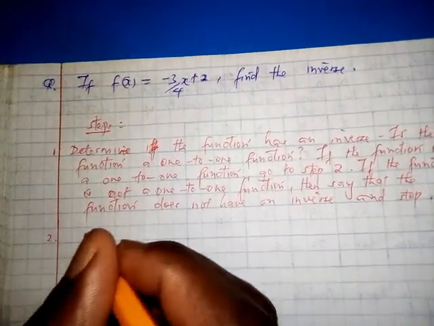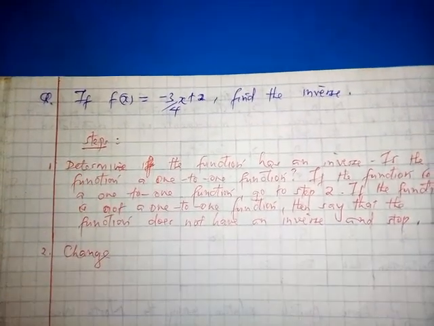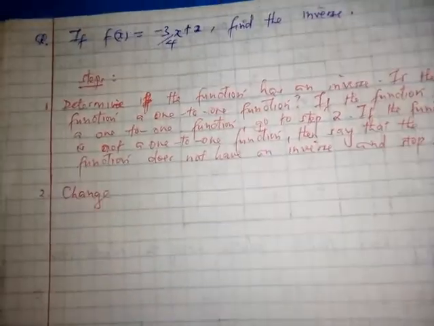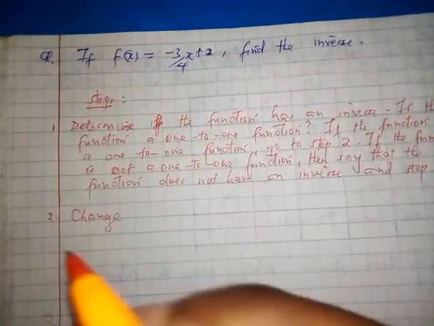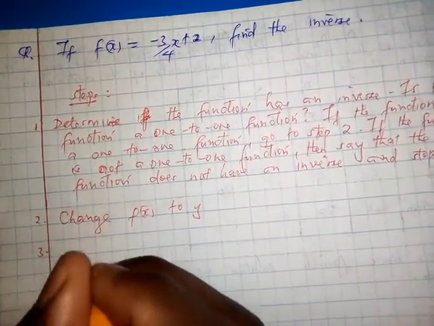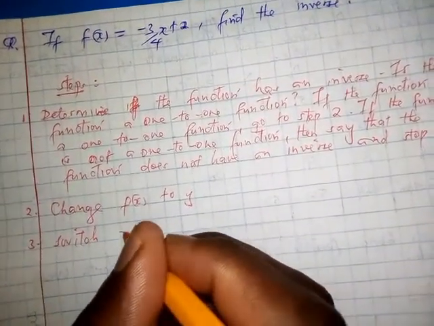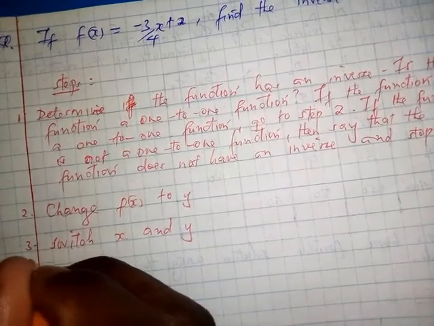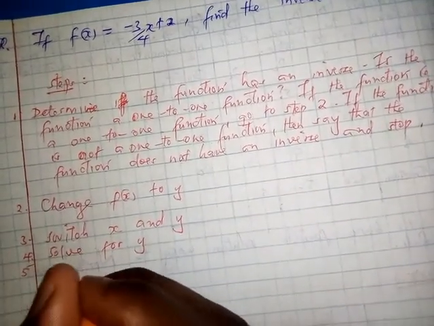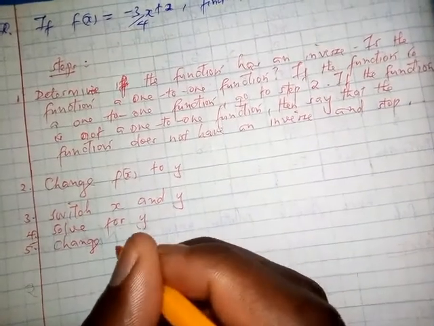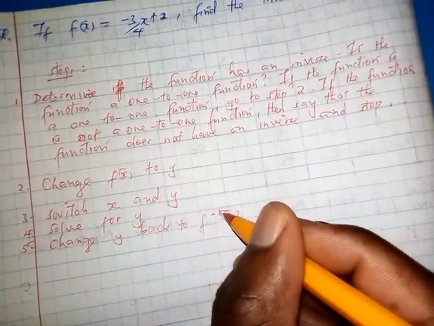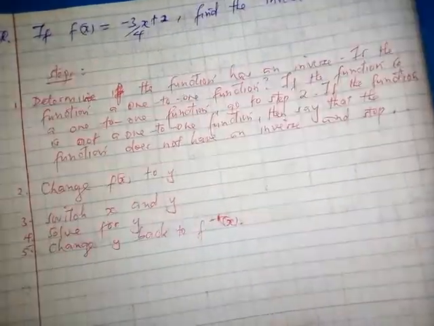So this is step 2. After determining if the function has an inverse, that is, if the function is a one-to-one function, then change f(x) to y, then 3, switch x and y, then 4, solve for y, then the last step, change y back to f inverse of x. Are we there?